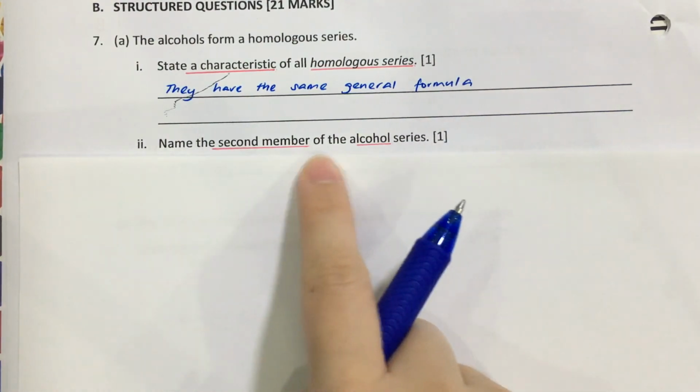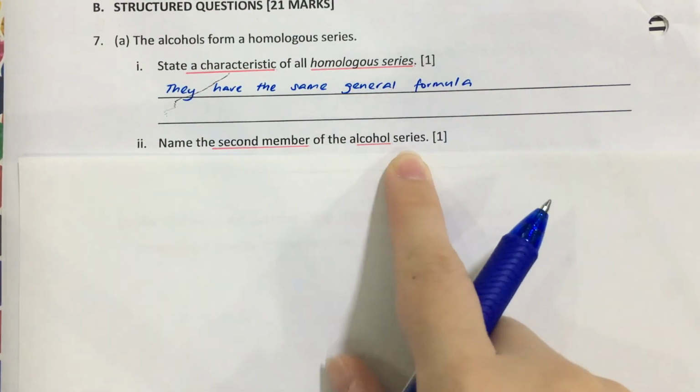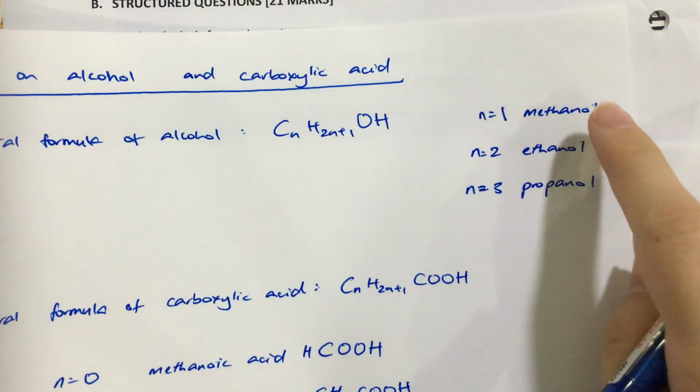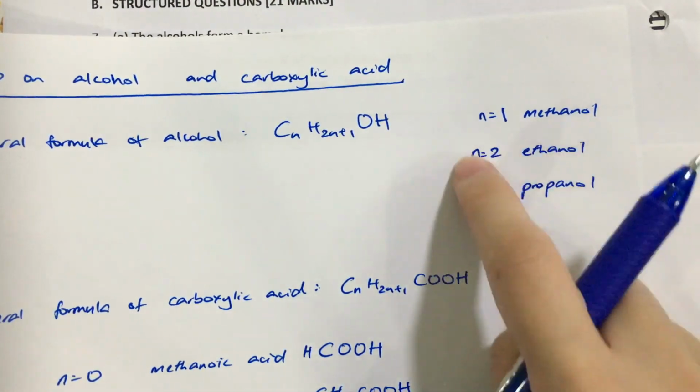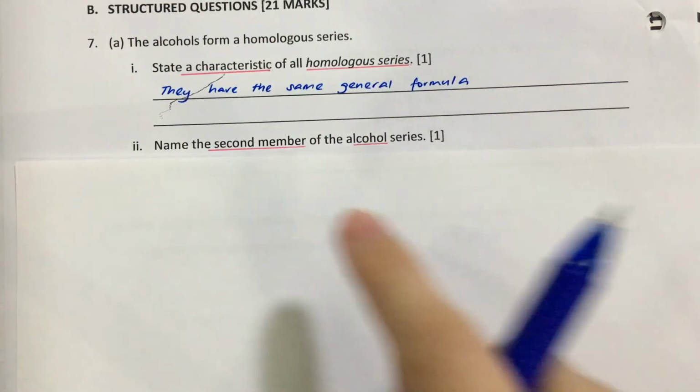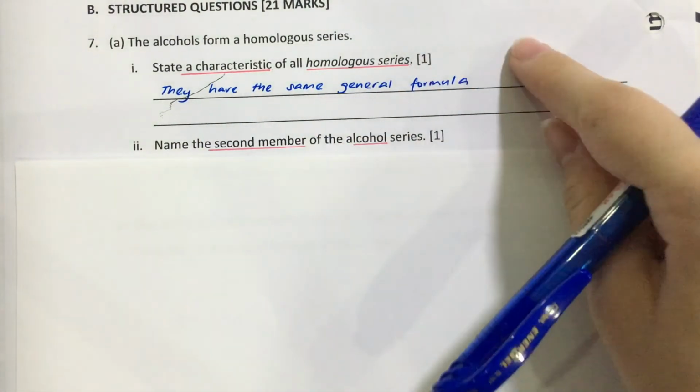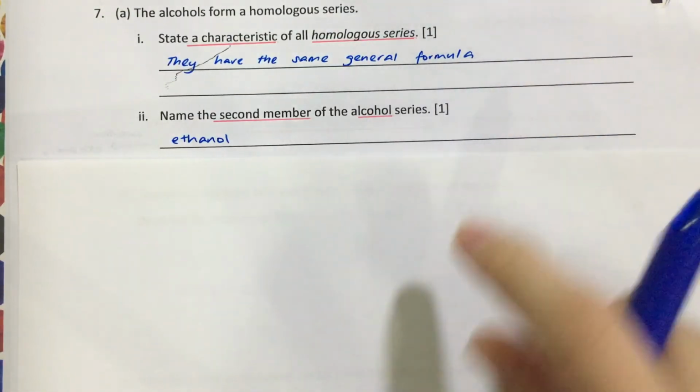Okay, so name the second member of the alcohol series. So again, back to this. My first member, my second member. So my second member, the name is ethanol. They say name. Okay, so ethanol.